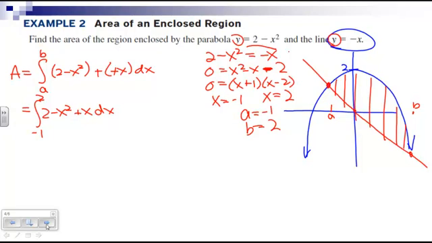Now what? Anti-differentiate. Help me out. Do the first one for me, Jordan. 2x. 2x. Who's got the next one? Minus x cubed over 3. Let me take the derivative of that. Bring down the 3. 3's cancel. x. Yep, sounds good. And who's got the last one? Plus x squared over 2. As evaluated from negative 1 to 2.